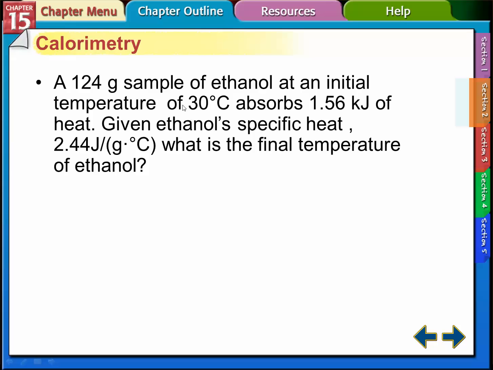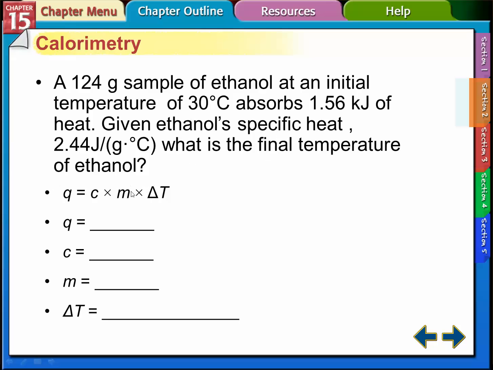So this is the initial temperature. It wants us to find the final temperature. This equation doesn't have a final temperature in it, but it does have a delta T. So that's what we need to find here. We need to find out what the temperature change was from this initial 30 degrees, okay? Since it absorbs this much energy, we know that the new temperature is going to be above this. So whatever our delta T is, we have to add 30 to that to get the new temperature.